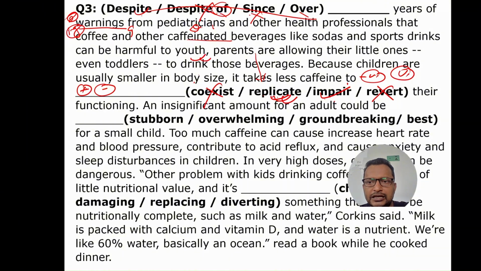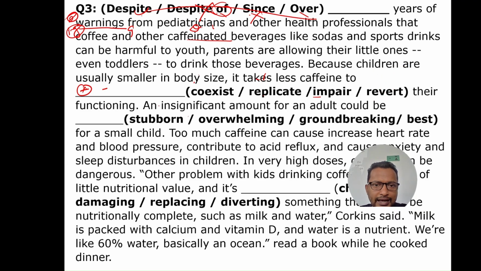Now come back and see: because children are usually smaller in body size, it takes less caffeine to impair their functioning, not replicate. Replicate is when you are making two, right? Impair is something giving harm, you are degrading the quality, so that is called impair. So that's why impair their functioning. I hope it is clear now. And then let's go to the next option.